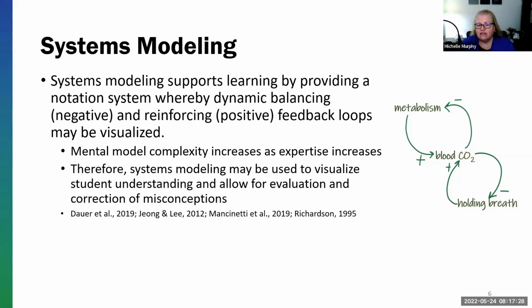But if we look at this process, so this is a systems model, and we're going to do some systems modeling together here in a little bit. What the systems model does is it takes the terms, and in that way, it's similar to concept mapping, but it's different in that we're linking the terms by directions, the arrows, and what these are called polarities. So when our metabolism goes up, that stimulates an increase in blood carbon dioxide. And when our blood carbon dioxide goes up, that will inhibit metabolism.